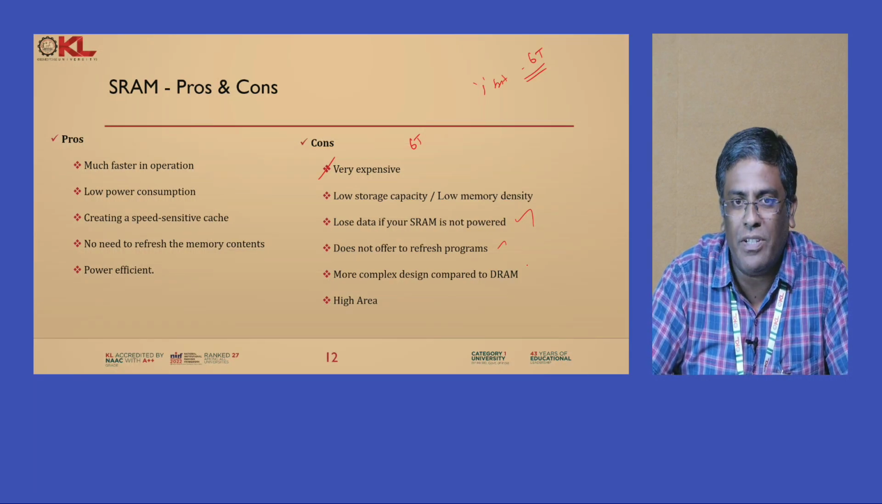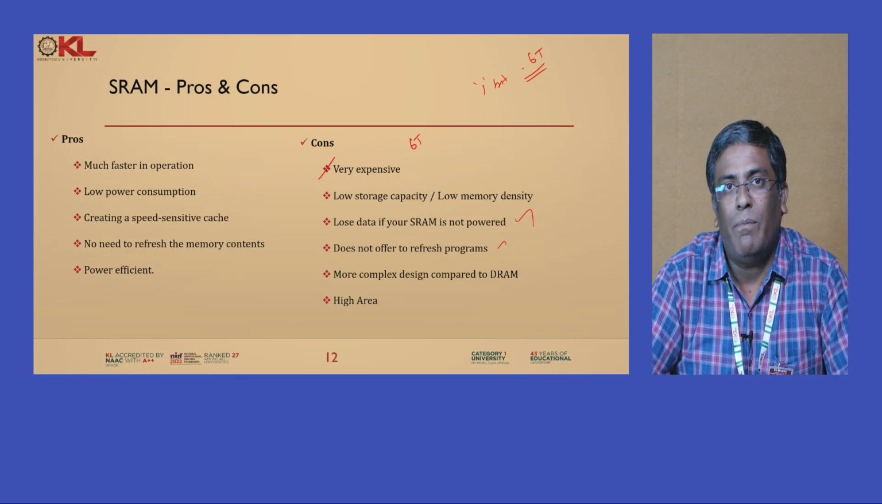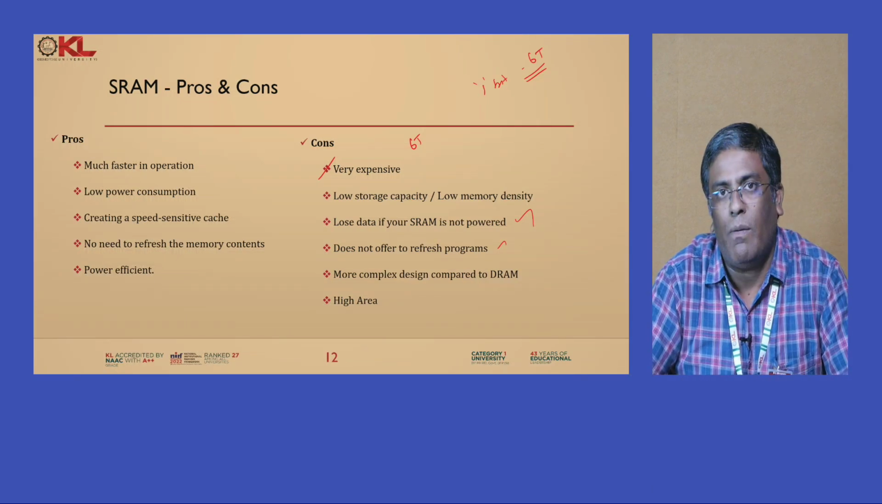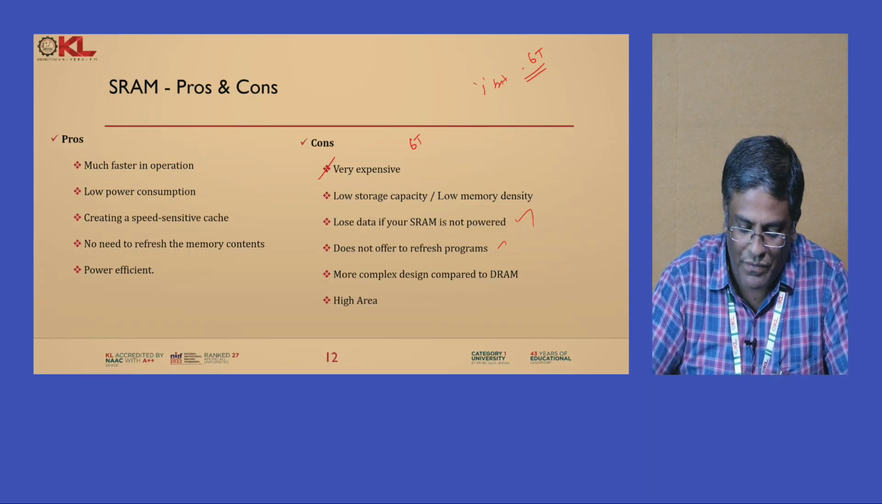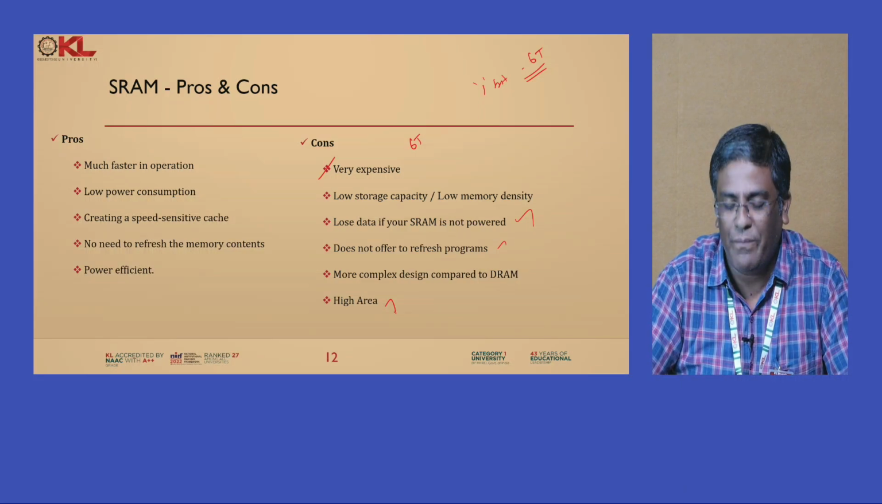And the design is more complex when you compare it with the DRAM. Why? Because for 1 bit we require 6 transistors, and just think about it: when the number of bits increases to store the data, the number of transistors also increases, so the design complexity also increases, and more transistors occupy more area. So those are all the limitations we can say when we talk about the SRAM architecture, right?